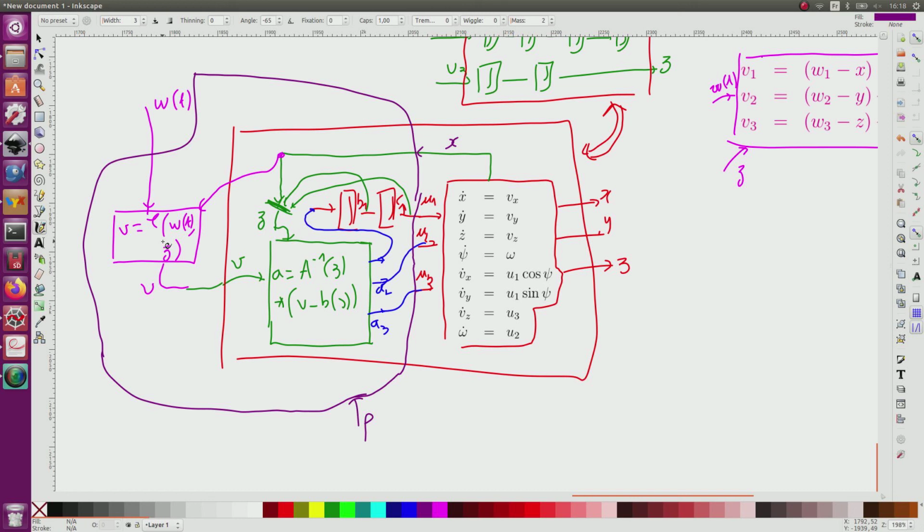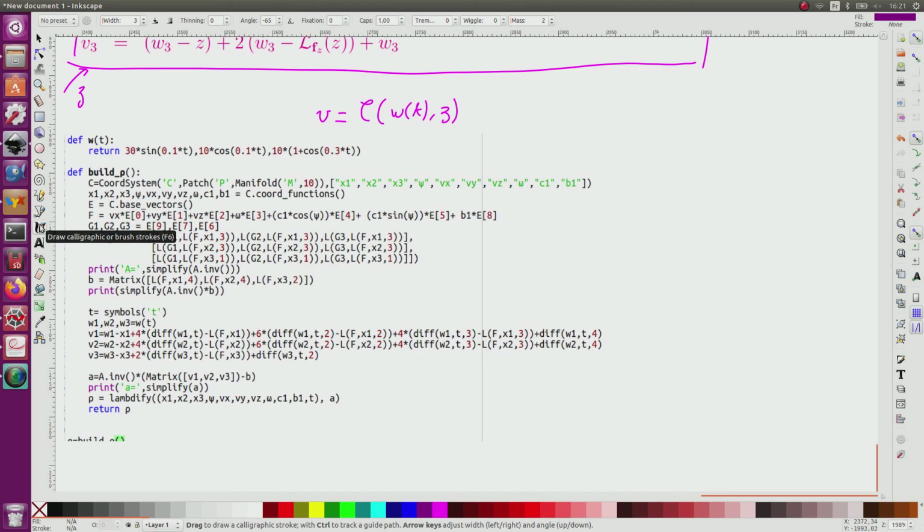The global approach is called dynamic feedback linearization. Dynamic, why? Because there is a memory inside the controller. Here is the expression of my program, which will build the regulator. So I still have my coordinate system. I build fz here. My field j1, j2, j3. This corresponds to v equal phi of w of t and z.